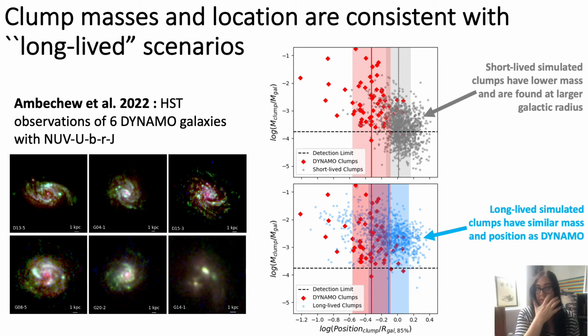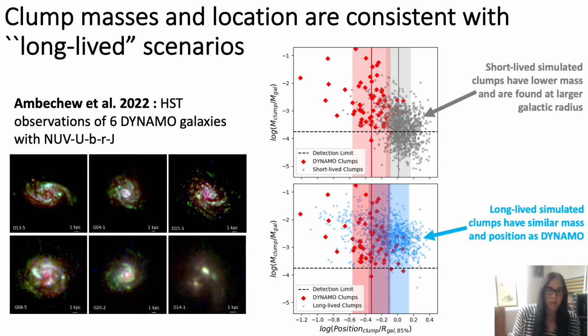So remember, what happens in short-lived clumps is that the clump doesn't have time to orbit through the galaxy and decay. It doesn't grow as it does this. And so what you end up with is a distribution of clumps that are located at large radius in the galaxy and are fairly small. They don't get really huge. Only a few of them get big. And so that is not like what we observe in the dynamo galaxies. Those are the red diamonds, or the dynamo clumps.